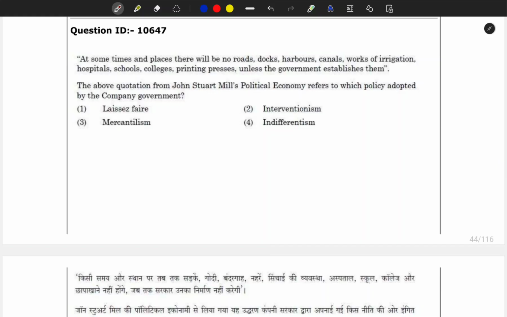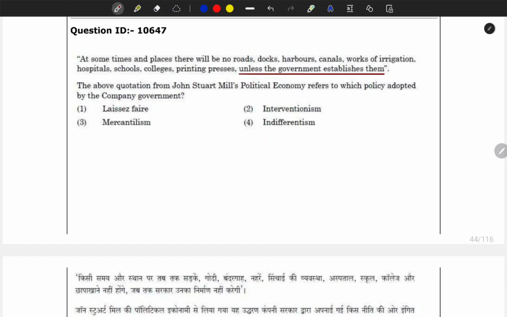Here, I'll read this. At some times and places there will be no roads, docks, harbors, canals, works of irrigation, hospitals, schools, colleges, printing presses, unless the government establishes them. Here, this line is important for us. The above quotation from John Stuart Mill's, or J.S. Mill's, Political Economy refers to which policy adopted by the company.